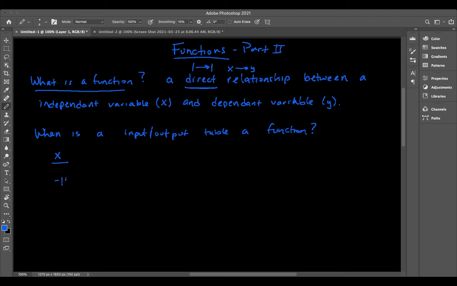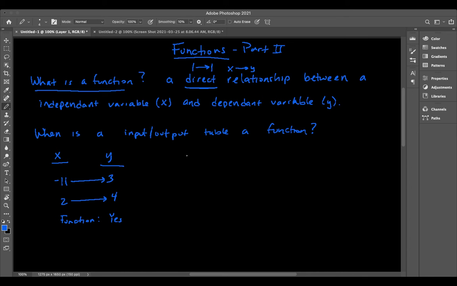Okay, so this is negative 11. And let's do, I don't know, let's do 2. This is 3 and 4. Okay, so this would be an opportunity for a function. So we said a function has a direct relationship between the independent variable and dependent variable. So x is the independent and y is the dependent. So that would basically mean that negative 11 goes directly to 3, and 2 goes directly to 4. So that would be a function. So function, yes.